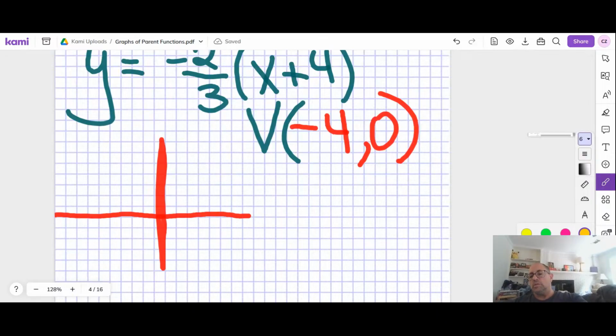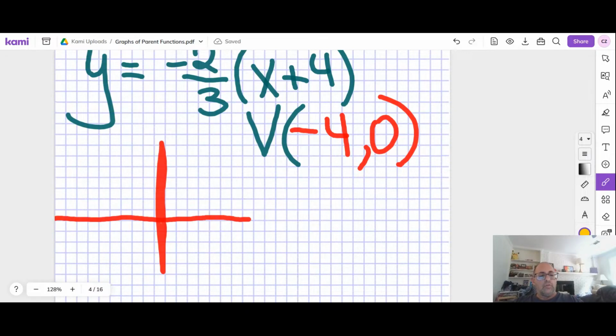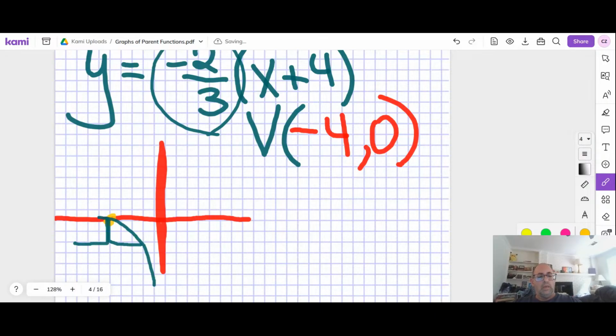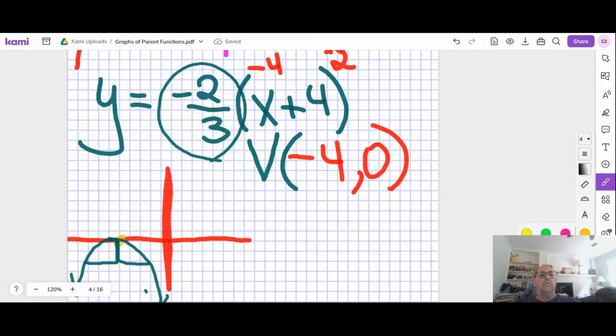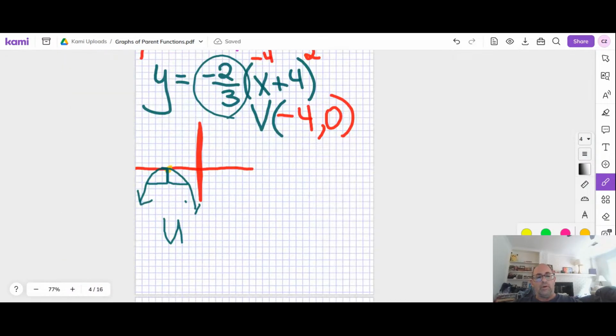And we'll zoom this, make it a little skinnier. So we go to -4, and we go down 2 over 3. Follow that slope. Down 2 over 3, down 2 over 3. Connect the dots. And that gives you a feel for what the graph looks like. So this is called HK form.